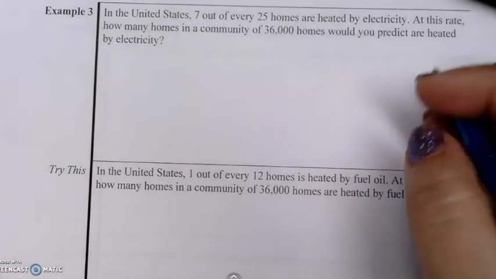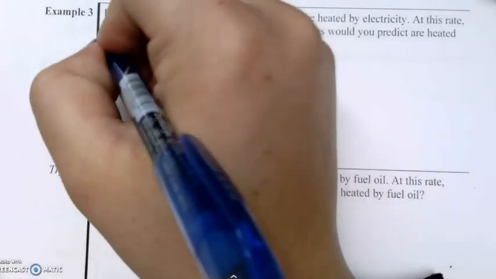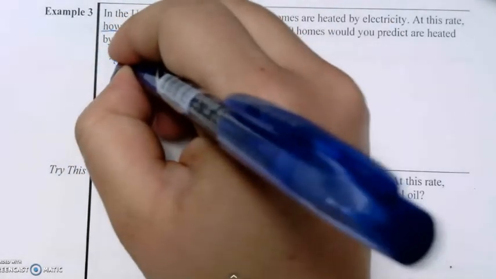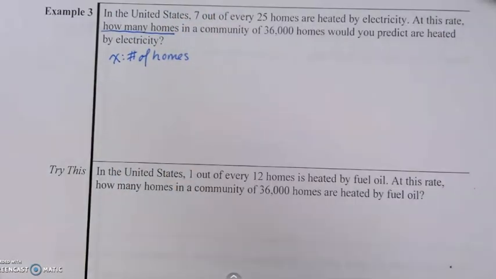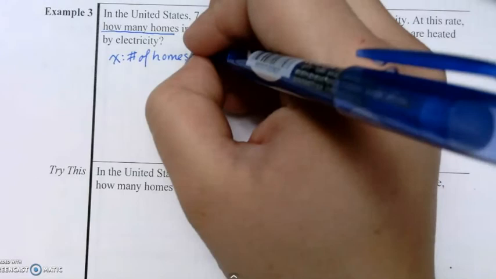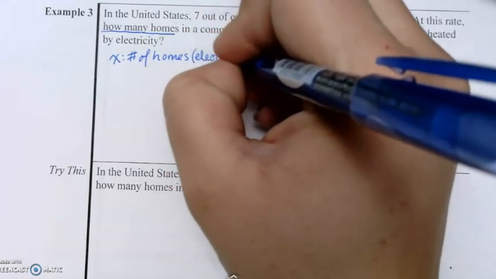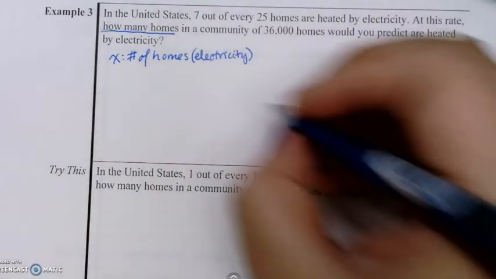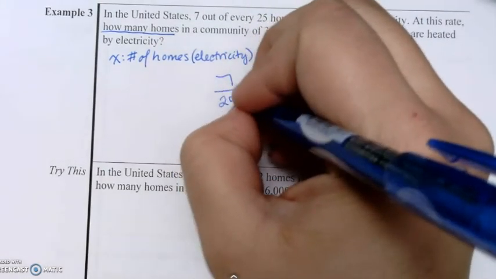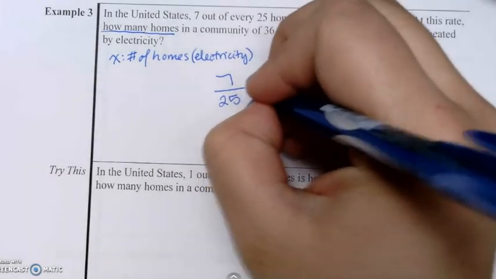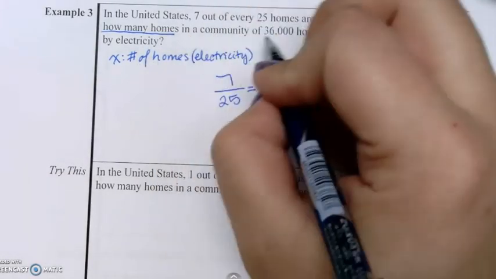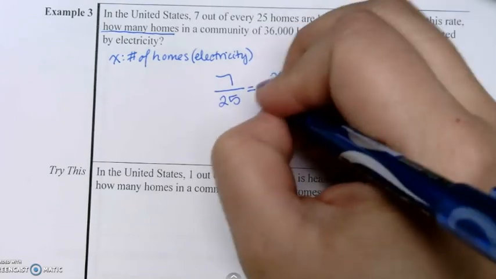So let's first define our variables. Question is how many homes? So we can say x is the number of homes. Okay, and that is the number of homes in a community of 36,000 homes that are heated by electricity. So I'm going to say number of homes, electricity. Okay, now we know 7 out of 25 is the ratio that we are looking for, equals our unknown number of homes out of every 36,000 homes.